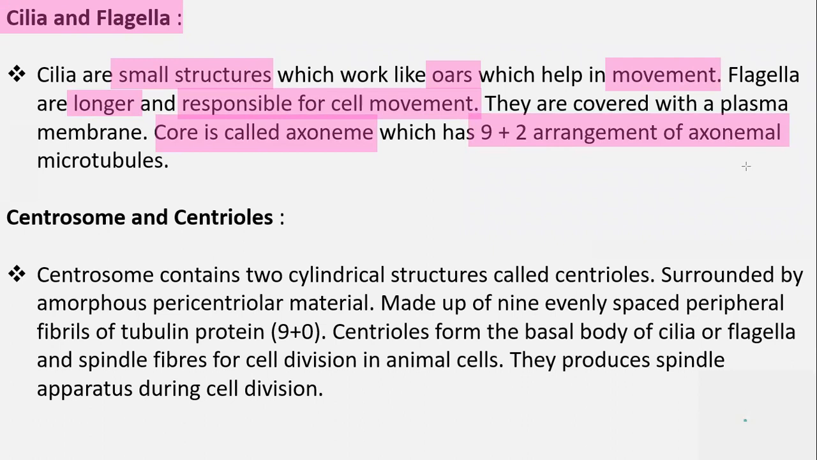Next is the centrosome. Centrosome or centrioles are the next topic which we are going to study.